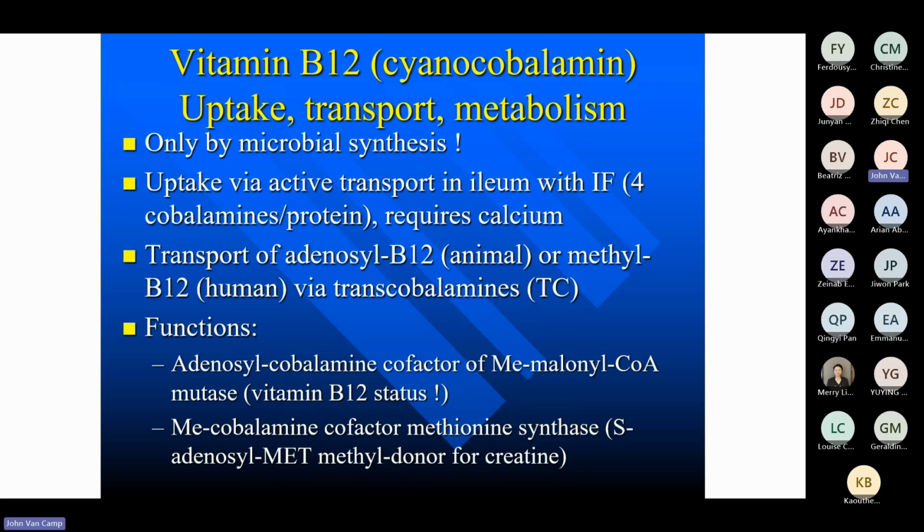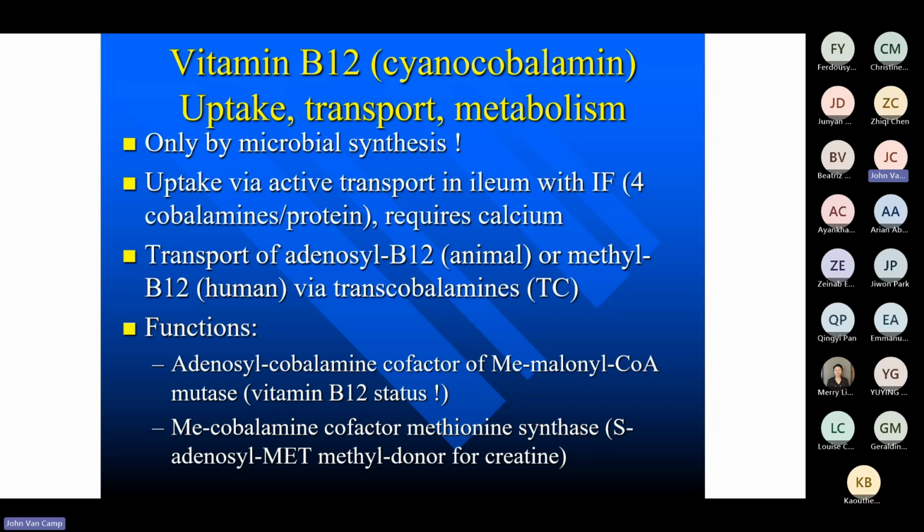B12 can only be produced by microbial synthesis. It could be produced in the colon, but it's not well absorbed. So it means that we can easily get a deficiency if there's no vitamin B12 in the food. It's usually taken in animal-based foods, but if you are a vegetarian and especially a vegan, you might run into troubles because there's not enough B12 coming in.